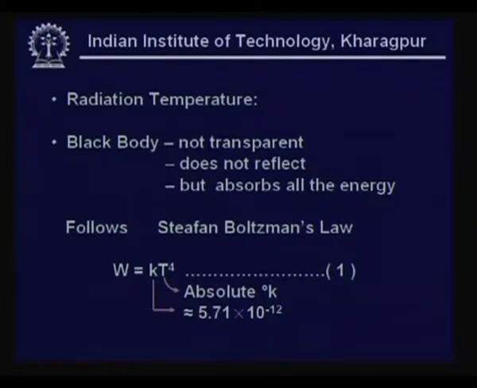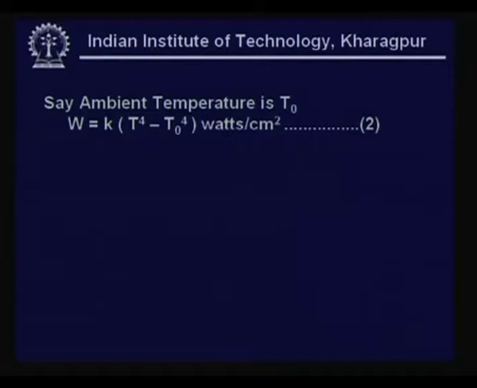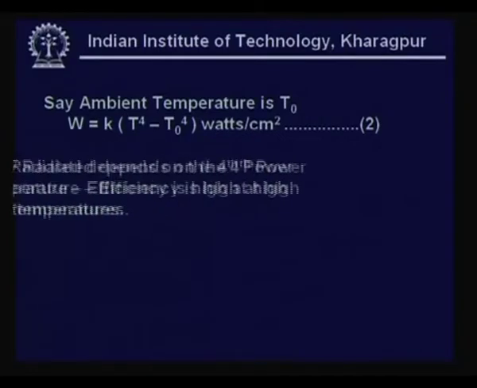W stands for the energy radiated output, then K is the Boltzmann's constant, which is 5.71 times 10 to the power minus 12. That's how it follows. In case the ambient temperature is T sub 0, then the equation gets modified as shown here: W equals K multiplied by T raised to the power 4 minus T sub 0 raised to the power 4, watts per centimeter square.